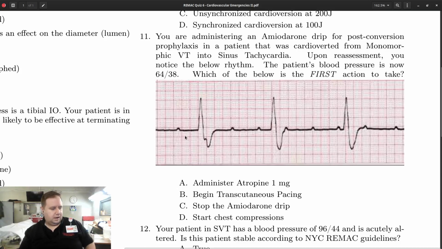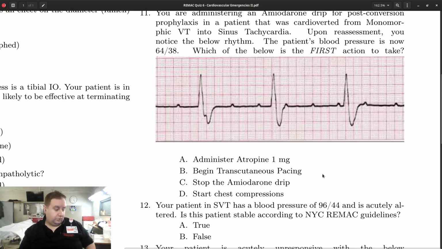So to the extent that the problem is a completely blocked AV node, the first thing you want to do is stop what you're doing that is blocking the AV node. In other words, with this rhythm, what it looks like is you have caused this blockade with the amiodarone drip. And so the first thing you should do is stop doing what you were doing that caused this problem, which means stop the amiodarone drip. First, do no harm. First, stop the amiodarone drip.